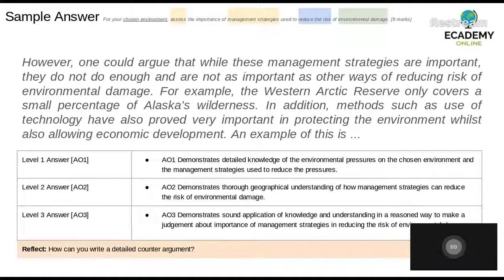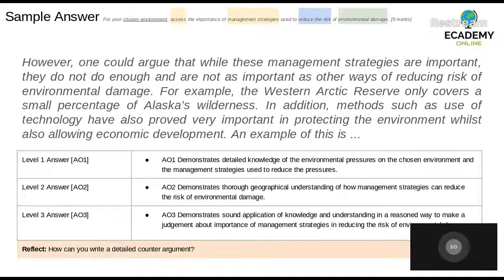For example, the Western Arctic Reserve only covers a very small percentage of Alaska's wilderness, and methods such as technology have also proved very important whilst allowing economic development. So it gives some examples later on in the answer. It's establishing that actually there are two sides to this argument. It isn't just the case that they help to reduce risk, there are limitations to it. In this particular example, it's only a small part of Alaska that is protected from environmental damage.